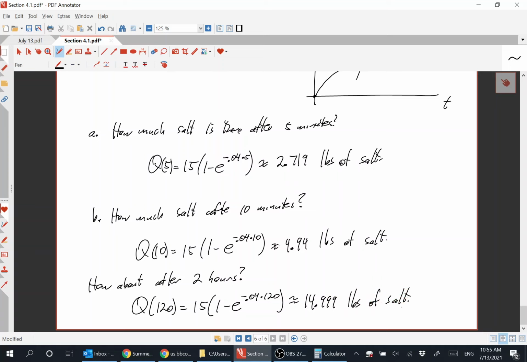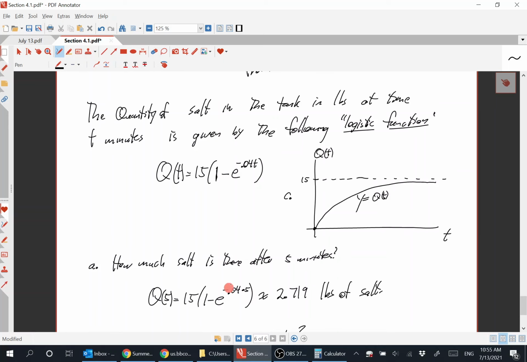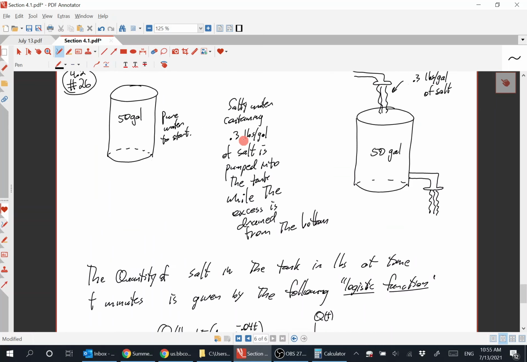Right, so approaching that 15 pounds of salt in the tank, which would be exactly 0.3 pounds of salt per gallon, right? 0.3 times 50, so that's 50 times 3 is 150. Bring the decimal place over there. So 15 pounds total would be the amount of salt in this concentration per gallon.